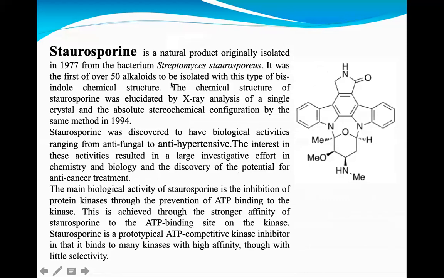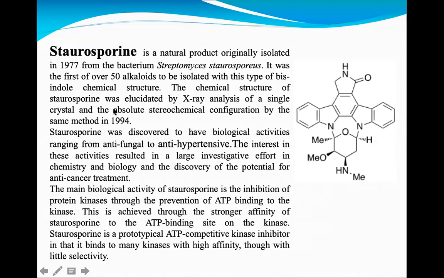This is the structure. It is a natural product originally isolated in 1977 from the bacterium Streptomyces staurosporeus. It was the first of over 50 alkaloids to be isolated with this type of bisindole chemical structure. This is called bisindole. Here you see two indole rings combined, and it is called bisindole, and this part is sugar.